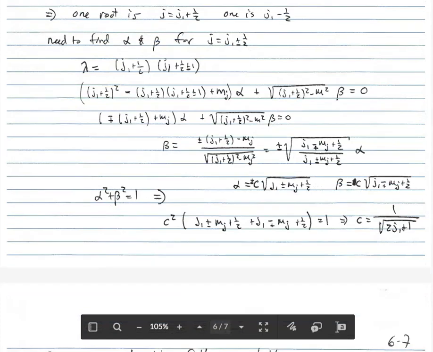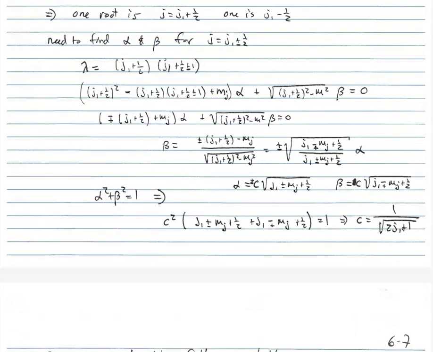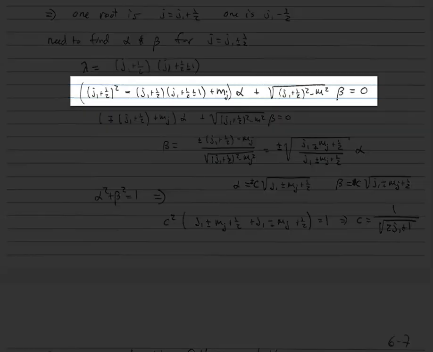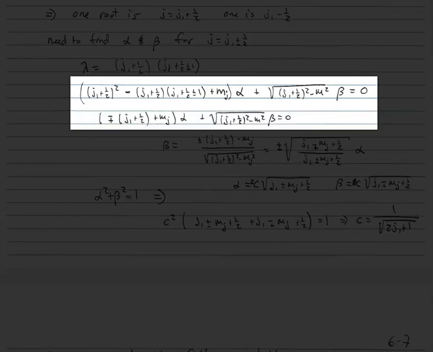So let's plug in lambda equals j1 plus a half, j1 plus a half plus or minus 1. I'm going to just solve them both schematically at the same time. We plug in those values into the eigenvalues. You see you're going to get a cancellation where there's a j1 plus a half term squared that's going to cancel. I'm going to just be left with minus or plus j1 plus a half times alpha. The square root term is going to stay the same.